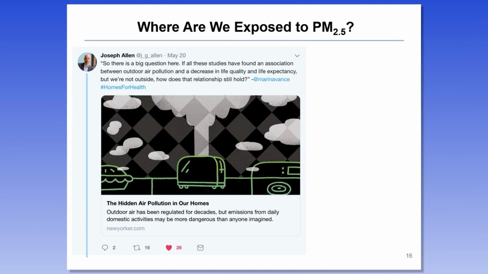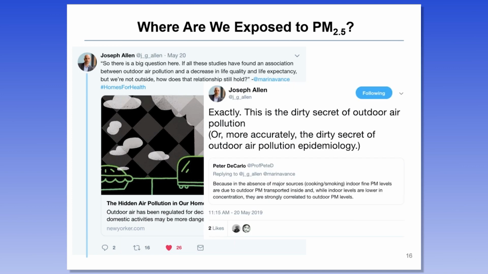So Joe quotes Marina here saying, there's a big question here. If all these studies have found an association between outdoor air pollution and a decrease in life quality and life expectancy, but we're not outside, how does this relationship still hold? And after a little Twitter discussion, Joe Allen says, exactly, this is the dirty secret of outdoor air pollution, or more accurately, the dirty secret of outdoor air pollution epidemiology.